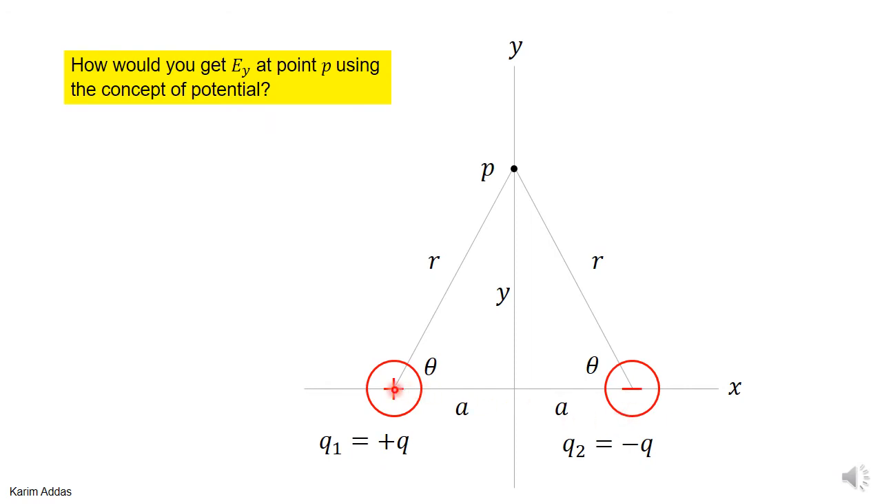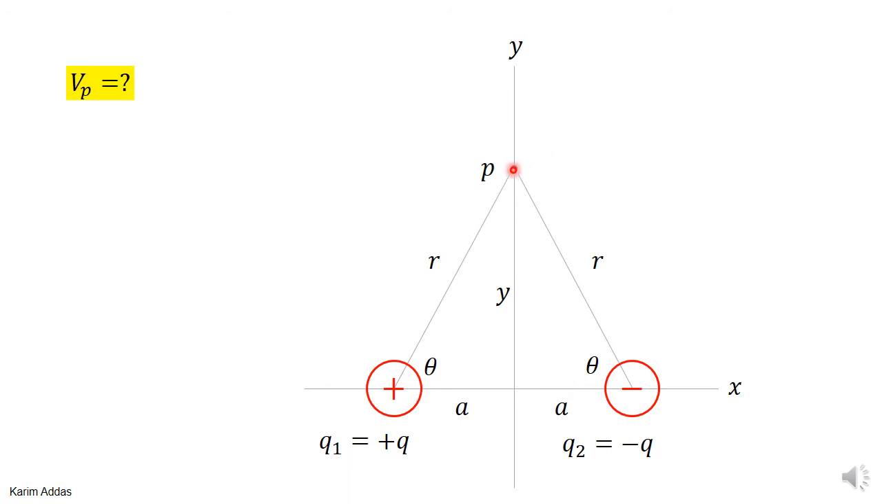We have a point charge Q located at this position, a charge minus Q located at this position. They're both equidistant from the origin on the x-axis. And this is a point P in space. We've done this problem before using Coulomb's law. Now we want to solve the same problem, but using the concept of potential. So the first question: how would you get E_y at point P using the concept of potential? How would you get the y component of the electric field at point P? Think about it for a little bit and then continue.